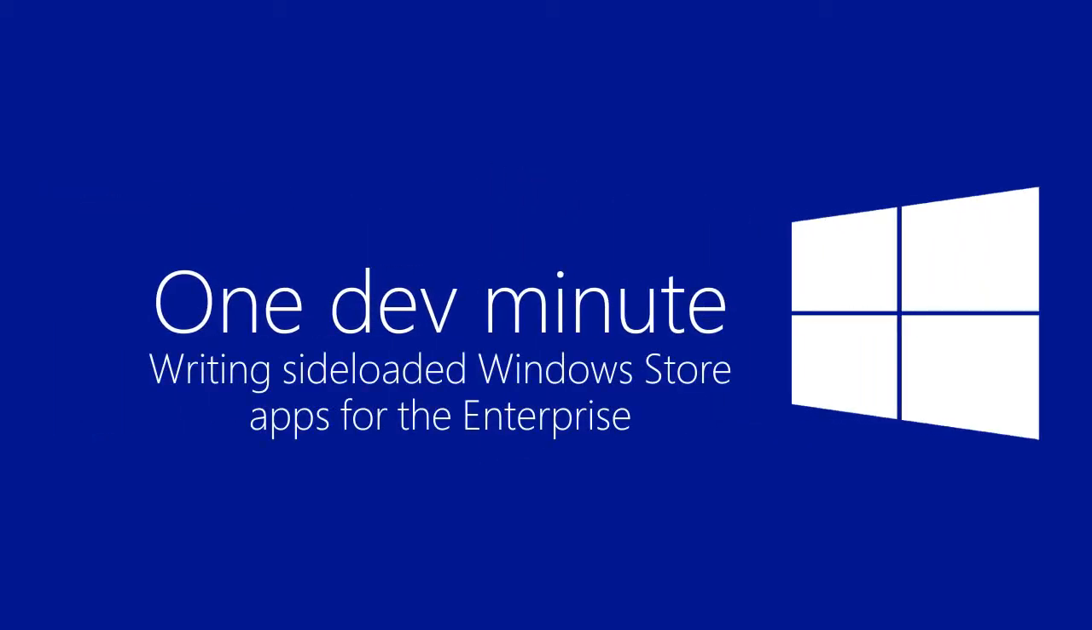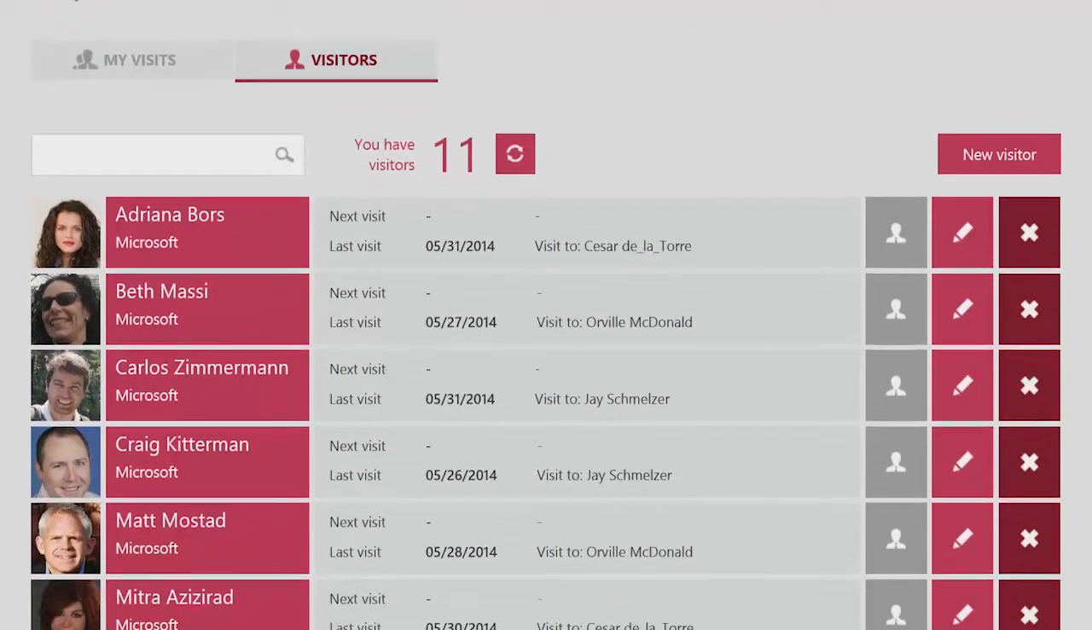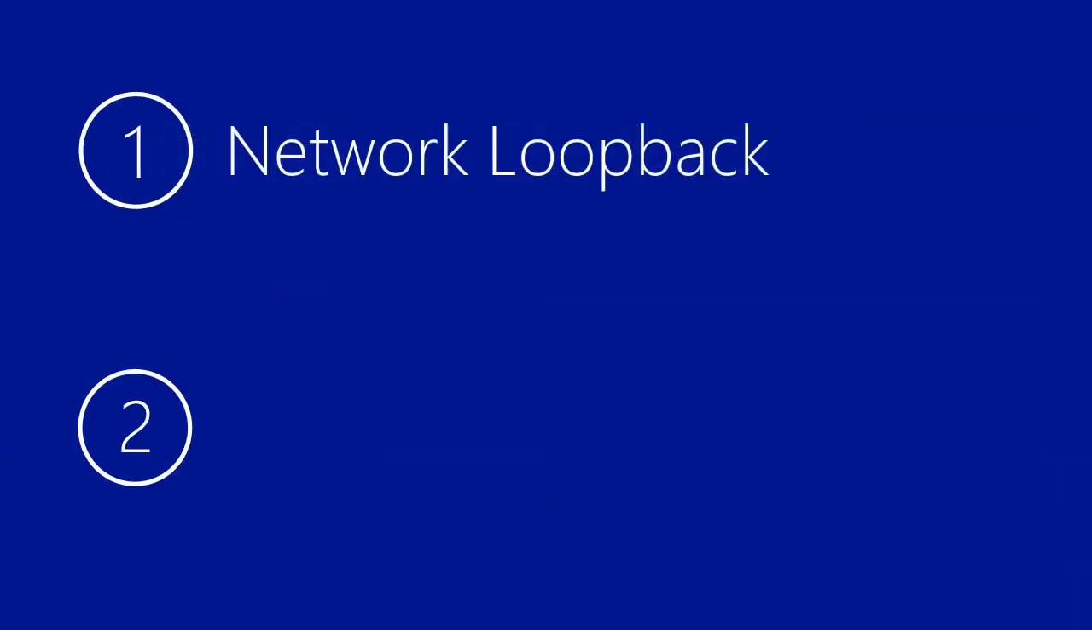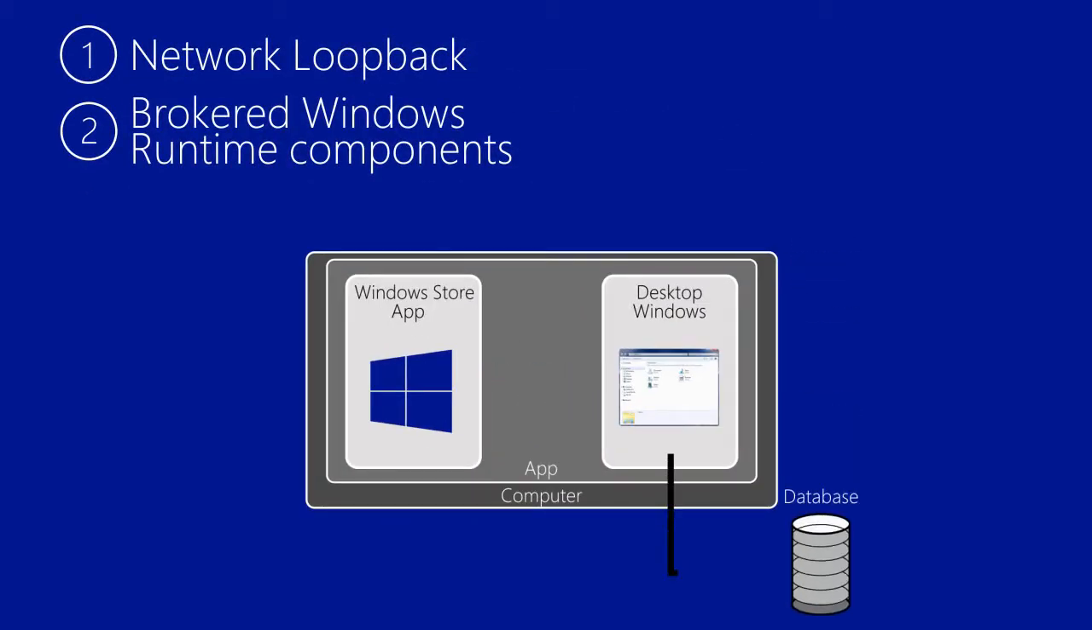Enterprise developers often need to combine support for modern Windows 8 user interfaces with traditional back-end data solutions. Windows 8.1 introduces two new techniques to help you write enterprise-class apps. Both network loopback and brokered Windows runtime components allow you to mix modern Windows 8.1 apps and their touch-friendly user interface tools and Windows Runtime API.